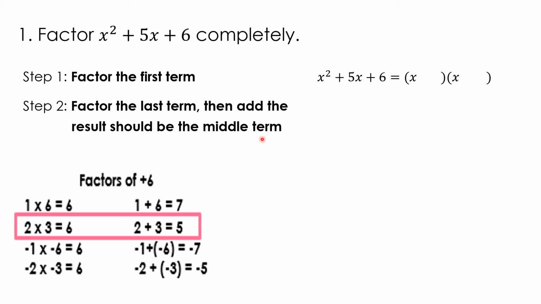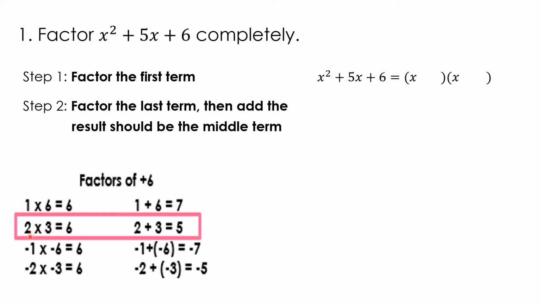And take note that when you add these factors, the sum should be equal to our middle term. Our middle term here is 5x and the coefficient here is 5. So when you add these two factors, the answer must be 5. So let's add 1 plus 6, so we have 7.